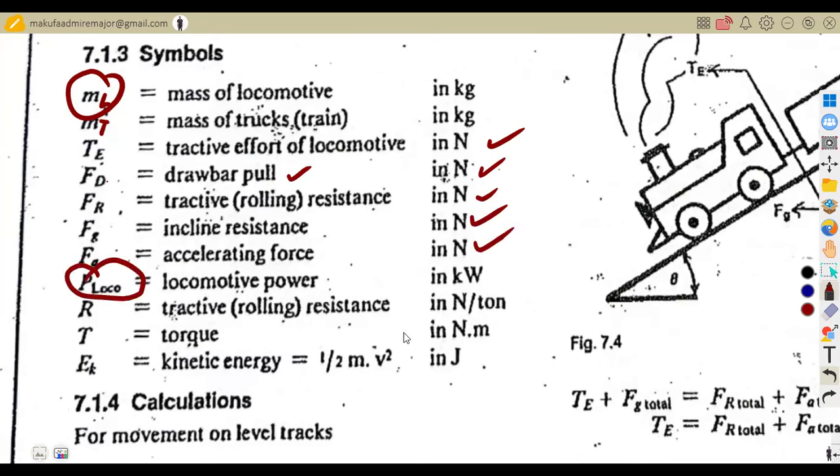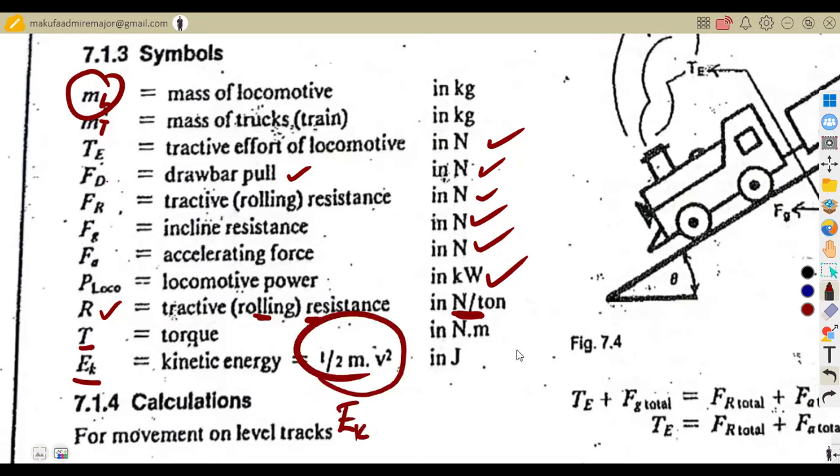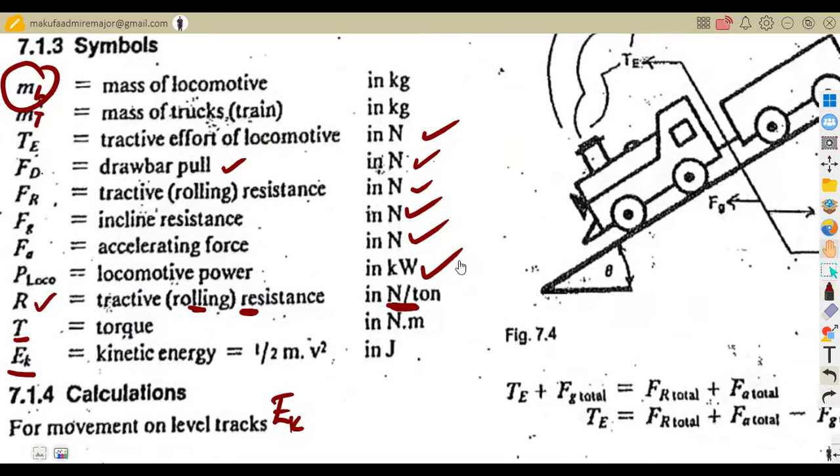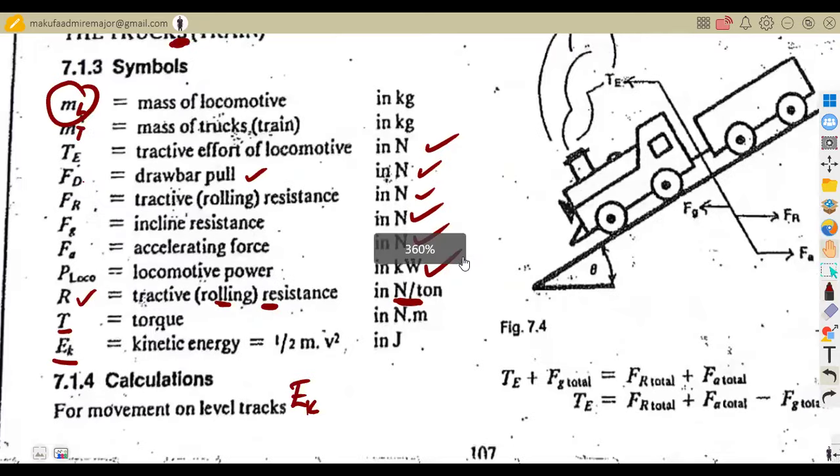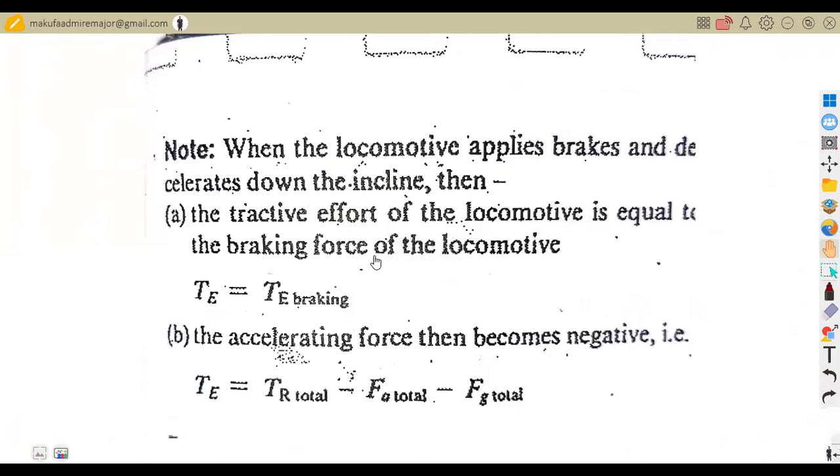Then P locomotive is going to be the locomotive power in kilowatts. Then R, which is the rolling resistance in Newton per ton. Then we're going to have torque in Newton millimeter. EK for the kinetic energy. As we know, kinetic energy is half mv squared. We talked about that from our flywheels. So these are the things that you just need there. As you can see, it is direct if you have this information.